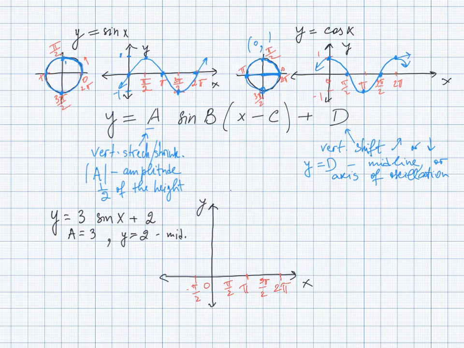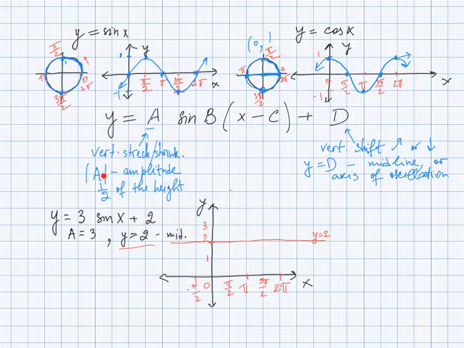Let's look. I'm going to draw the axis of oscillation, or the midline. Y equals 2. So this is 2, then this is 1, 2, 3. So we're going to draw the axis of oscillation, and I will label it so I remember what it is. Y equals 2.